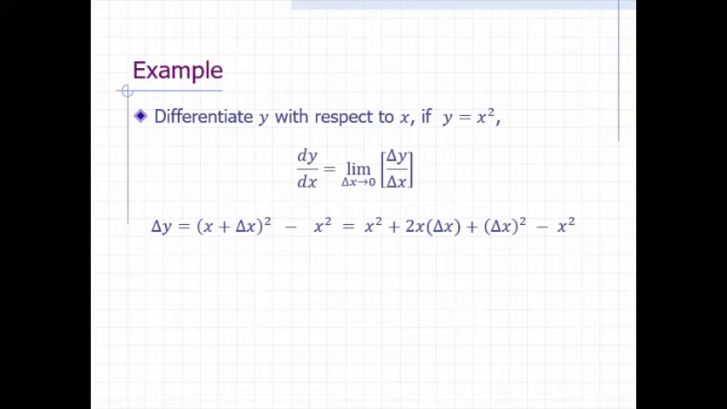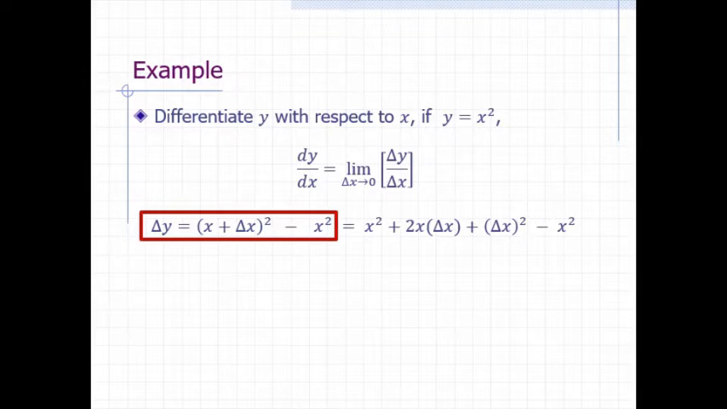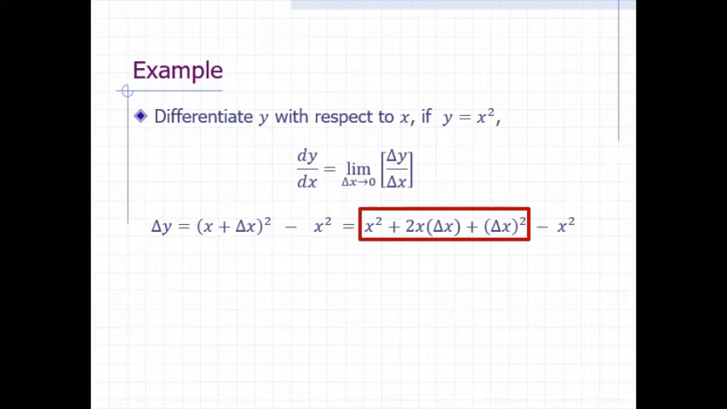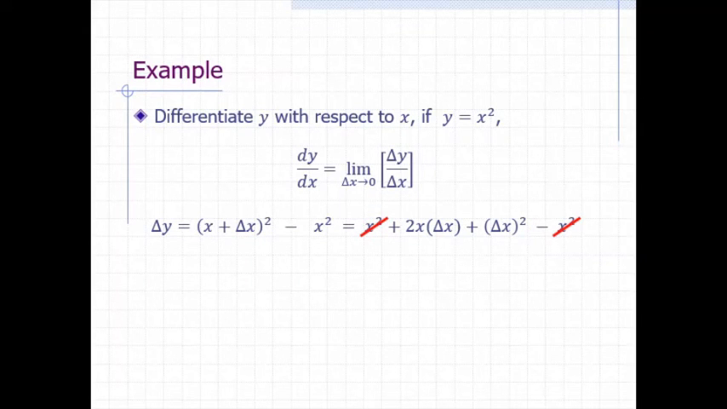What happens if x changes by an amount equal to delta x? We substitute x plus delta x for x to get the new value of y, which is the square of x plus delta x. From this, we subtract the original value of y, which is x squared, in order to get delta y. The square of x plus delta x is x squared plus 2 times x times delta x, plus delta x squared. Subtracting x squared, our expression for delta y simplifies to delta y equals 2 times x times delta x plus delta x squared.